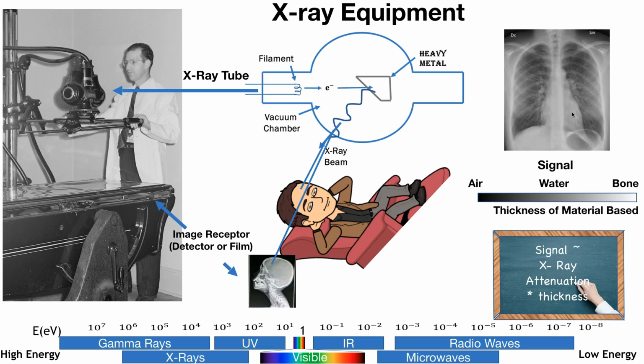And if we talk about, again, the signal being dependent on that x-ray attenuation times the thickness, we can see that air is going to be dark in these images. So for instance, in the lungs, water will be intermediate, and then bone will be the brightest in these images. That's the fundamentals of how x-ray images are made.